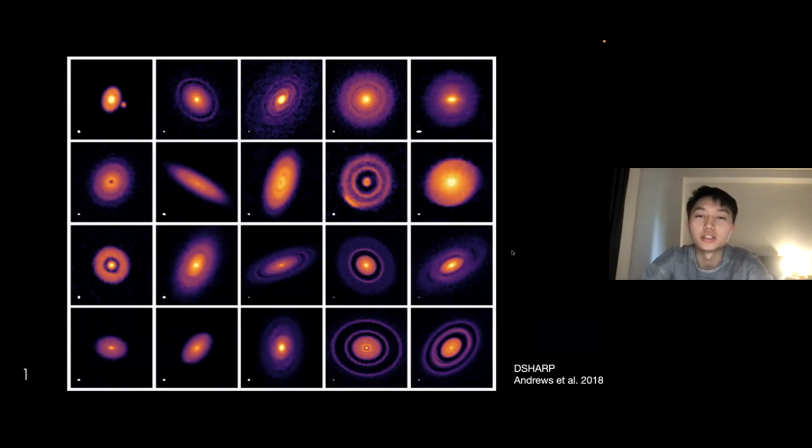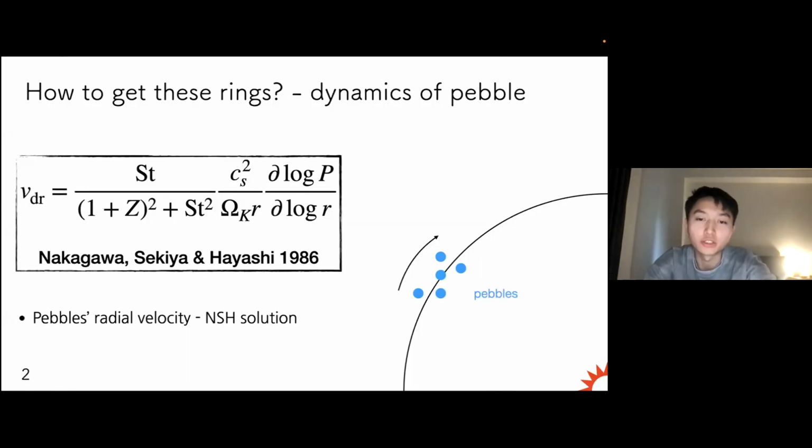What we're looking at is the thermal emission of these millimeter and submillimeter size pebbles, so-called. Therefore, understanding the formation of these rings is basically understanding the aerodynamics of pebble-sized particles inside the protoplanetary disk. The entire picture is actually very straightforward. Imagine a disk without gas. The pebbles should just follow Keplerian velocity.